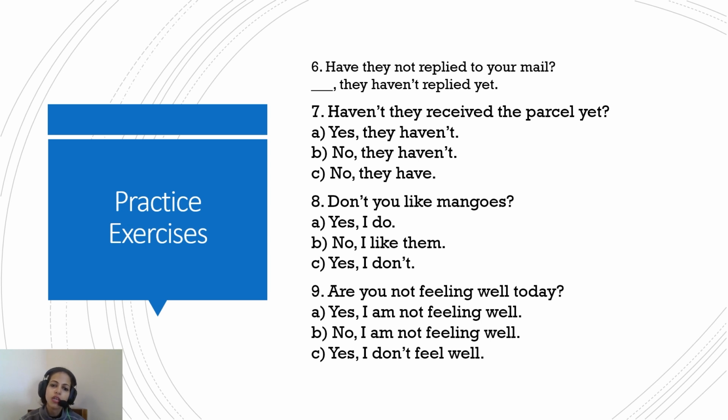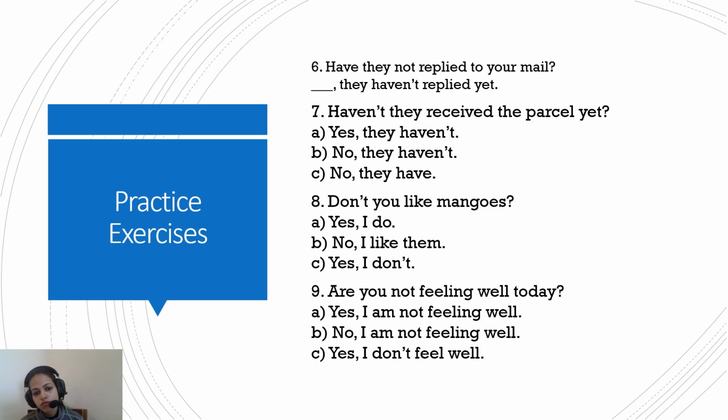Have they not replied to your mail? No, they haven't replied yet. You will not say yes, they haven't replied yet. You will say no, they haven't replied yet. With yes and no, you keep the same tone because otherwise it will confuse. Haven't they received the parcel yet? Yes, they haven't. No, they haven't. No, they have. Which is the way to go? No, they haven't, because no and haven't go together. Do not confuse it with the double negatives rule, because this is just with yes and no. So do not confuse it with the double negative rule.